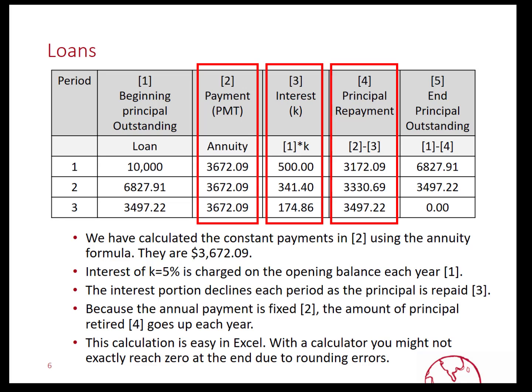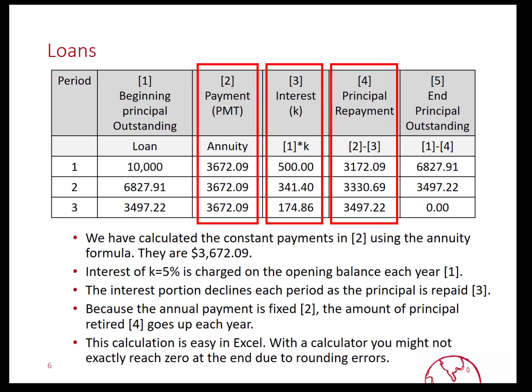Now this amount at the end of the first year becomes the starting amount at the beginning of year 2. So again, we take the beginning amount, which is now about $6,800. We deduct our equal payment, which is $3,672. We can figure out the interest amount by multiplying that starting principal amount of $6,800 by the 5%, or $341, which means that our principal repayment in that second year is going to be $3,330. Deducting that from the starting amount, we get that the end amount outstanding is $3,497. That becomes the principal amount outstanding at the start of the third year.